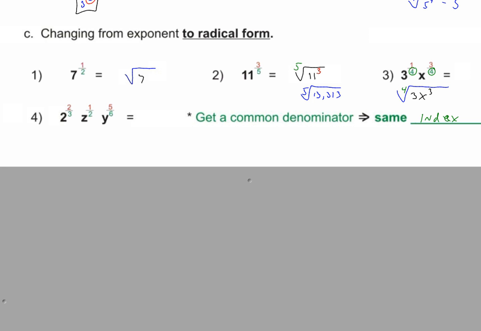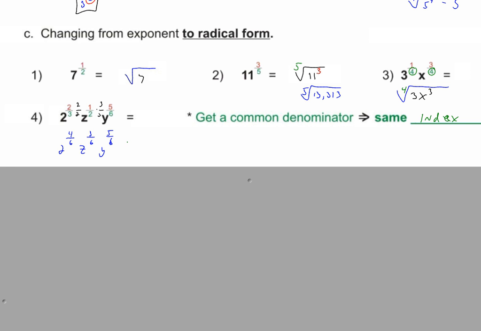It would be a 6, I agree. So let's multiply the 2/3 by a 2 on the bottom to get a 6. Whatever you do at the bottom, do the same thing on the top. The z times a 3 on the bottom to get a 6. Whatever you do at the bottom, do the same thing at the top. And y to the 5/6. Okay, just for clarity's sake, let's rewrite. We have 2 to the 4/6, z to the 3/6, y to the 5/6. Is everybody okay with that?